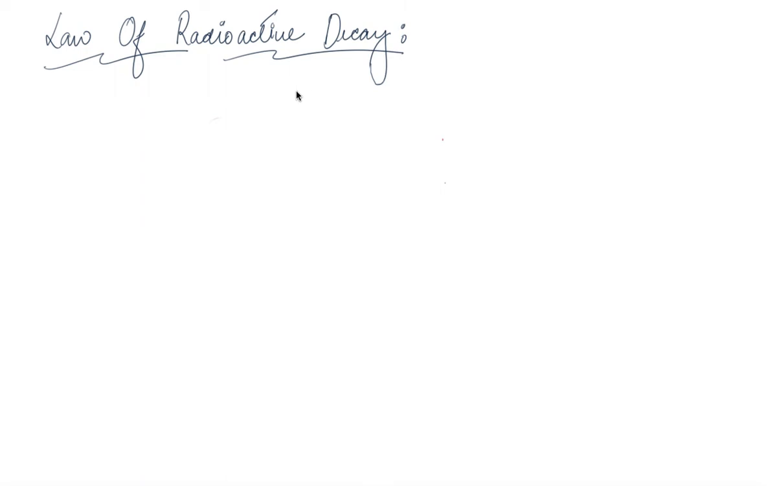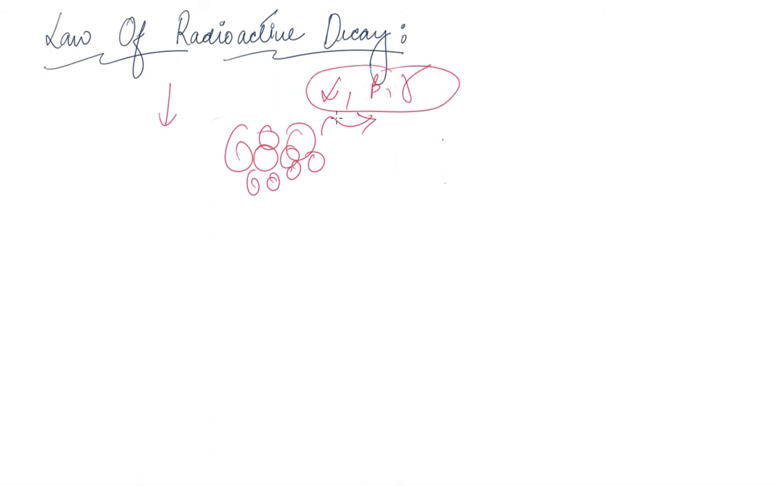So in this video we will be discussing the law of radioactive decay. Now what we can generalize from this is, suppose this particular sample has a number of nuclei. This nucleus is radioactive and so it will undergo decay. It may be alpha decay, beta decay or gamma decay. It can be any of these.